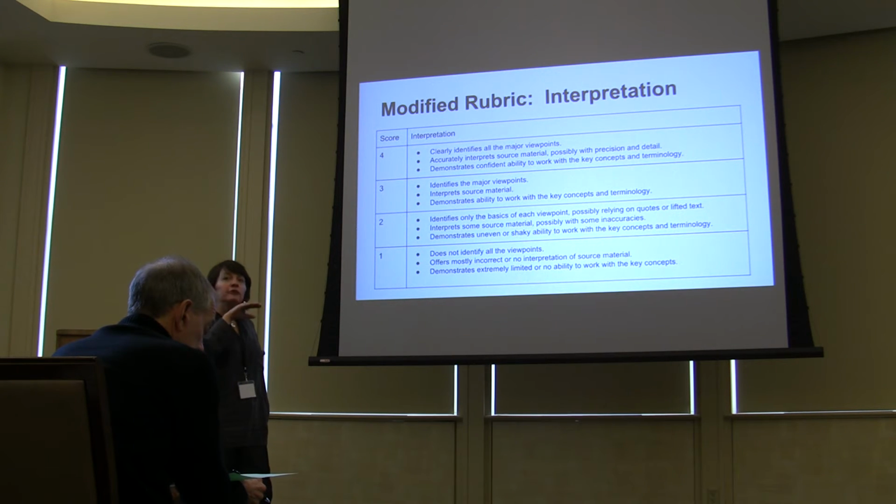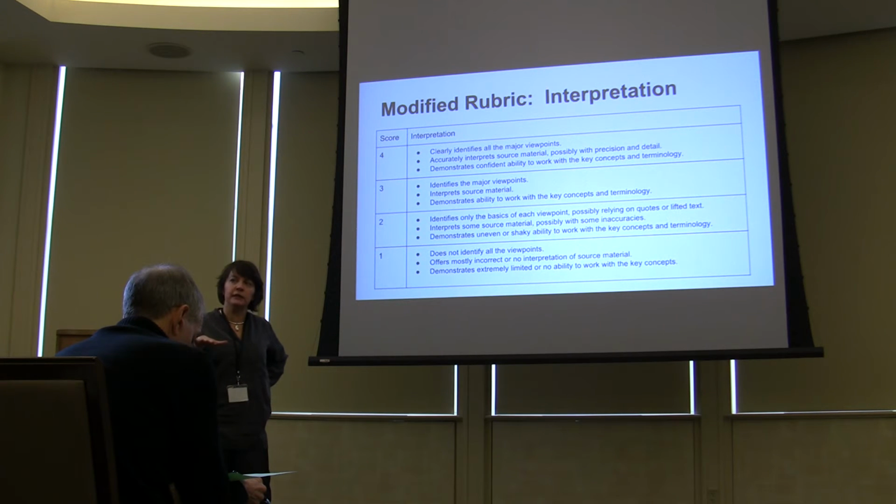Then at the score level of 3, the student identifies the major viewpoints, interprets source material, and demonstrates ability to work with the key concepts and terminology. So that would be like, okay, you did it. That was what I expected you to do. So throughout the rubric, that's what 3 means. Whereas 4 is beyond my expectations, plus. 3 is, okay, you did it. 2 is, there's something wrong.